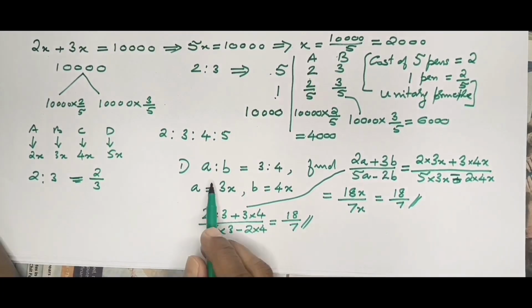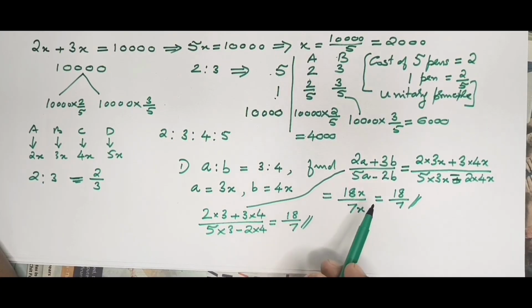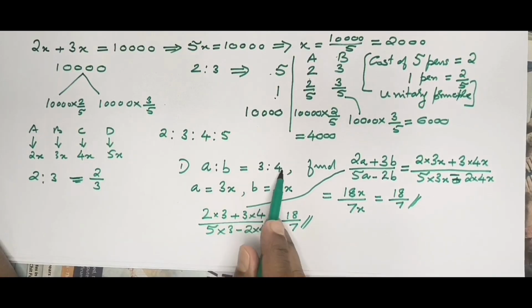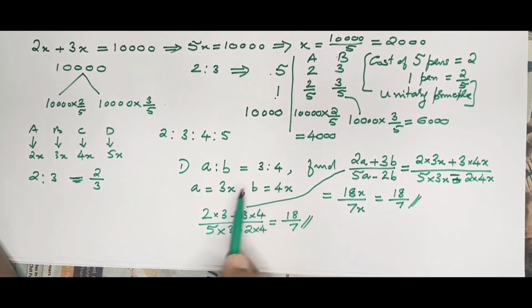Keep in mind, here you are taking a as 3. That's only a possible value. That's not the correct value. But for this purpose, it won't create any problems. You will get the answer correctly. But if you take this way, in other problems, there are certain problems where you can't take a as 3 and b as 4. You should take a as 3x and b as 4x.